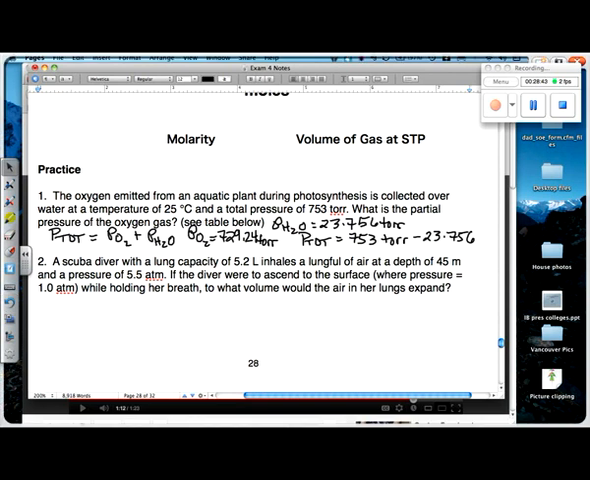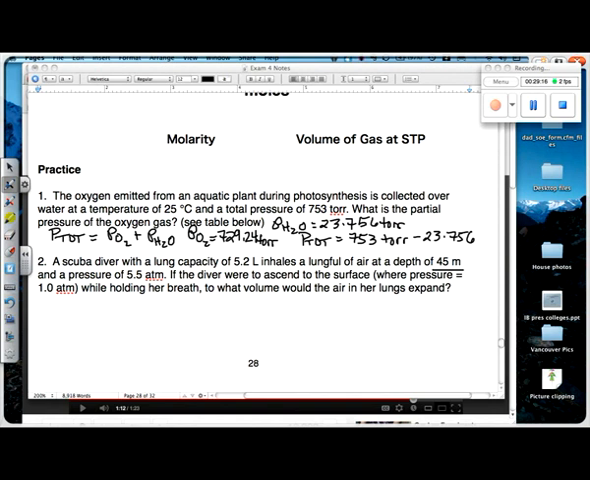All right, a scuba diver with a lung capacity of 5.2 liters inhales at a depth of 45 meters and a pressure of 5.5 atmospheres. So I have a pressure and a volume. I believe the 45 meters is pretty immaterial. If the diver were to ascend to the surface where the pressure is 1 atmosphere while holding her breath, how much would her lungs have to expand? So you're decreasing the pressure, and this is why you don't hold your breath when you're coming up from a dive. Not that I would know that. I would never be diving.